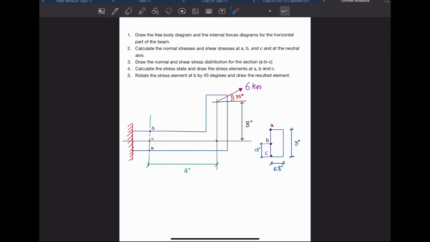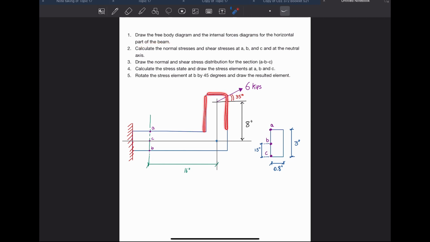Hello everyone. So in this video I'm going to go through this problem. We do have a beam, which is a horizontal element here, and then we do have a vertical element of that beam. We are not interested in that vertical element, but we are interested in that horizontal element. So in the first requirement here, we are asked to draw the free body diagram and the internal forces diagrams for the horizontal part of that beam.